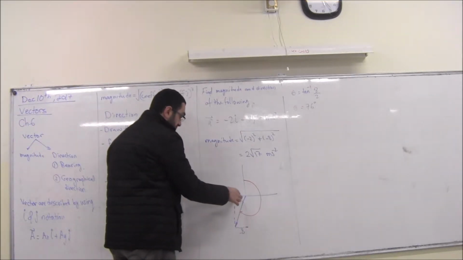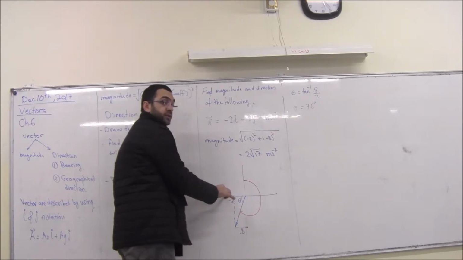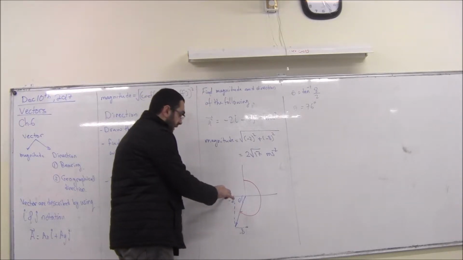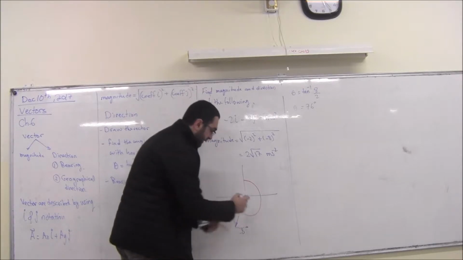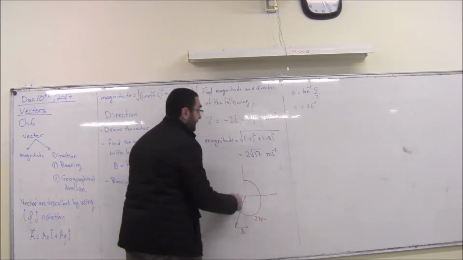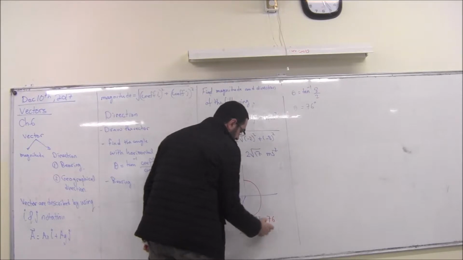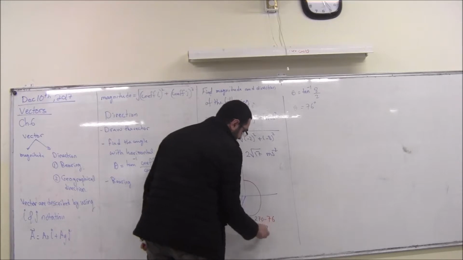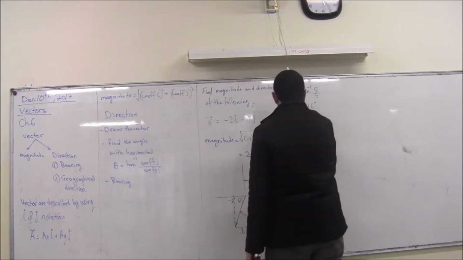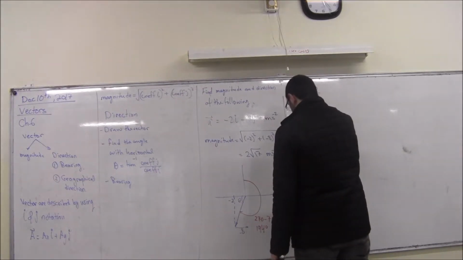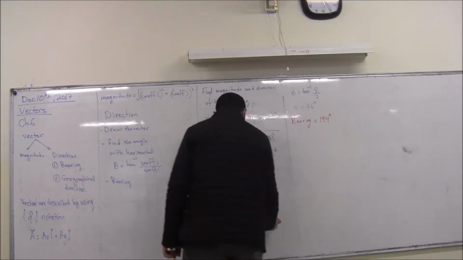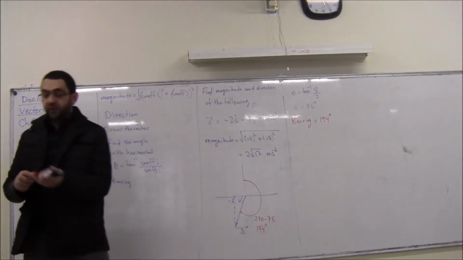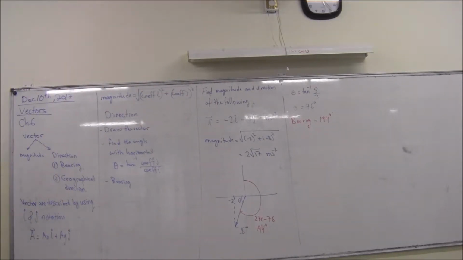What I have to do, overall up to this point, the angle is 270. 270 minus theta, right? 270 minus theta, which is 76. I will get 194 degrees. This is the bearing. Okay? So the bearing here is 194 degrees. The bearing should always be written to 3 digits. Okay, to 3 digits. Any question?